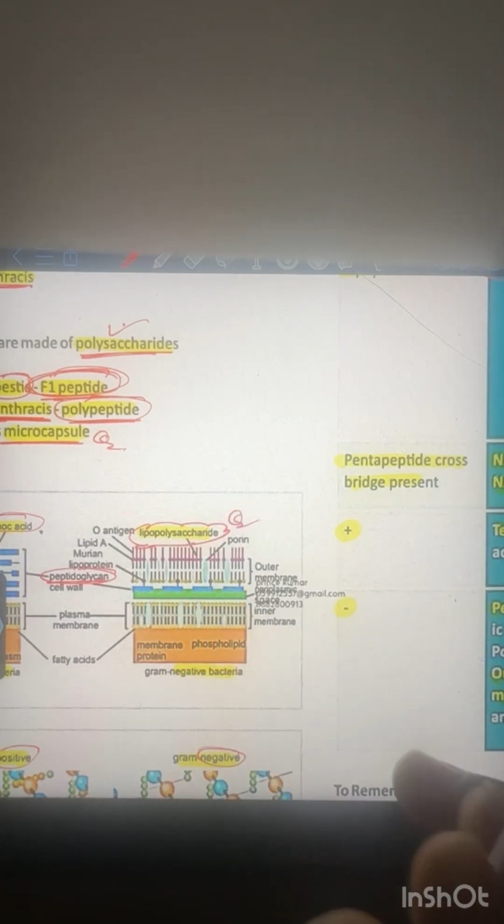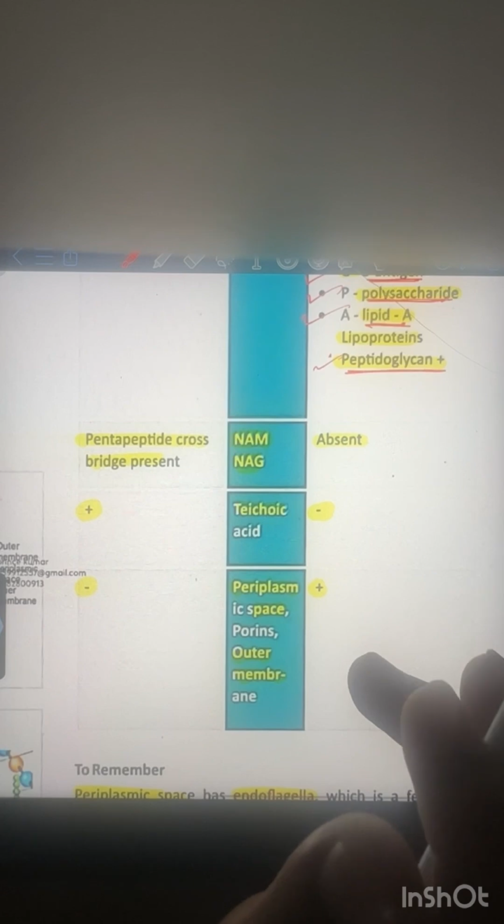Okay, NAM, NAG is in both, right? But who has a pentapeptide cross bridge? The pentapeptide cross bridge is going to be present in gram positive and not in gram negative. Who has teichoic acid?